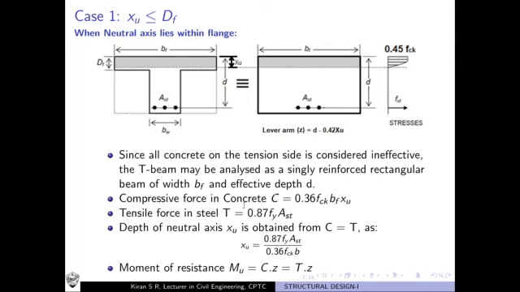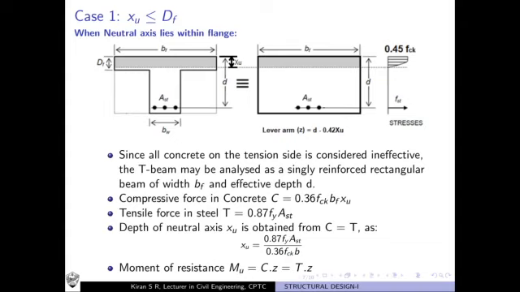And if you know the compressive force and the tensile force, you can easily find the depth of neutral axis xu by equating them. C is equal to T, and you get this equation which is familiar to you, 0.87 fy Ast divided by 0.36 fck b. Okay, so once this is known to you, the moment of resistance can be obtained: Mu is equal to the compressive force into lever arm, or tensile force into lever arm. Okay, so this set of equations you are very much familiar with, and this is exactly the same as we studied for the analysis of singly reinforced beams.